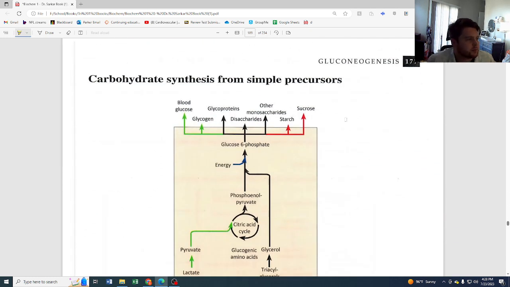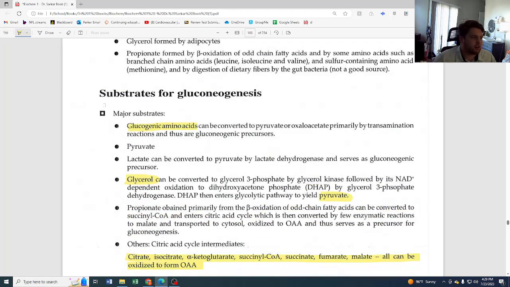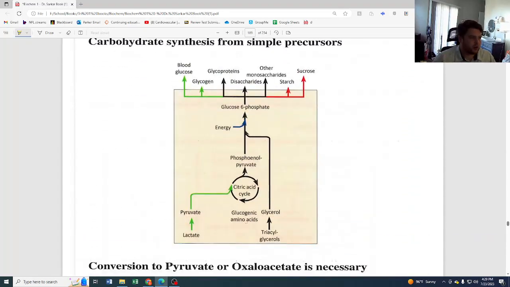Carbohydrate synthesis from simple precursors. We have blood going through all of this. This is just the chart version of all of these different things, showing where it is all going together into the citric acid cycle, lactate and pyruvate, citric acid cycle, all coming back again to the glucose 6-phosphate.